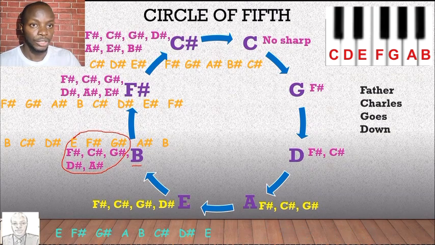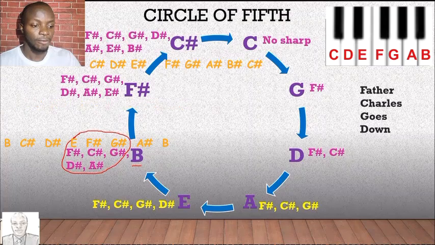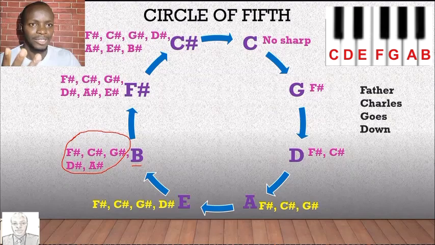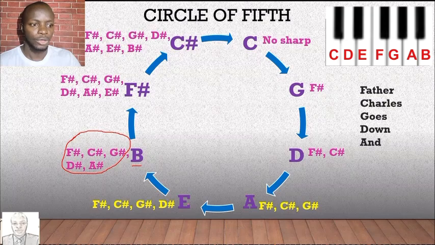So on B major, you have sharps on F, C, G, D, and A. So that's how the pattern goes down, right? On F sharp major, you have sharps on F, C, G, D, A, and E. That's how the pattern goes down and ends.